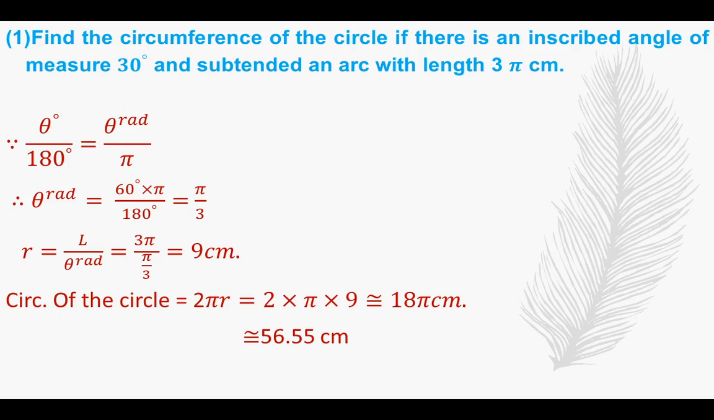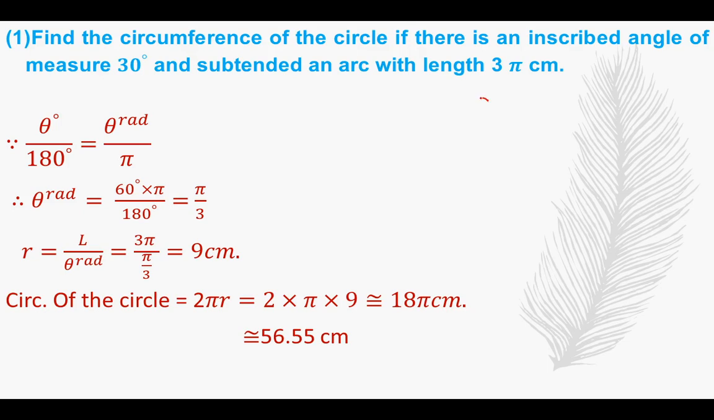Okay, first you have to know that we are not dealing with the inscribed angle. Here we are dealing with the central angle. And we all know that the measure of the central angle is equal to twice the measure of the inscribed angle. So if we want to solve this example together, here we want to find the circumference of the circle.